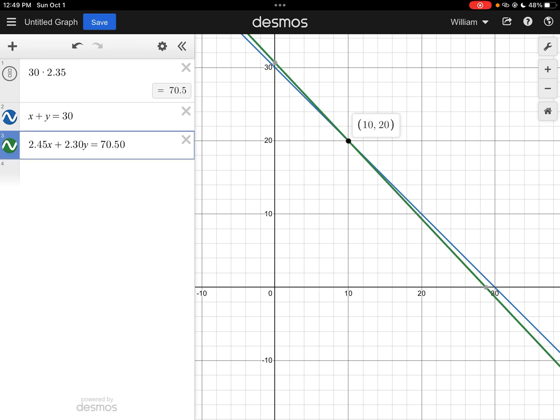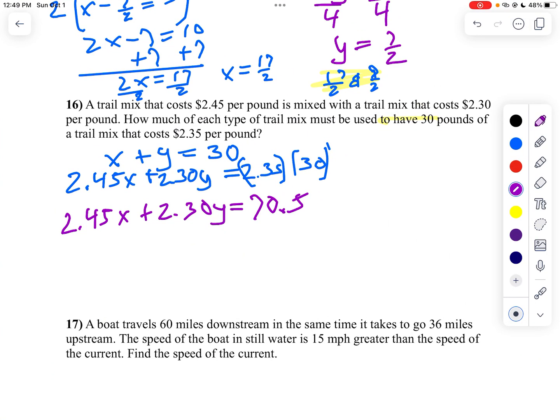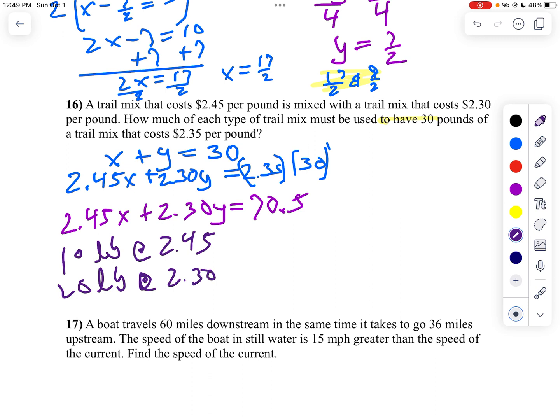Now, they intersect at 10 and 20, don't they? Don't just write 10 and 20 because it's an application problem. You have to write the answer in a complete sentence. So we're going to say 10 pounds at 245 and 20 pounds at 230. And like we said, we knew it was going to be more of the 231 because it was closer in price to that one.